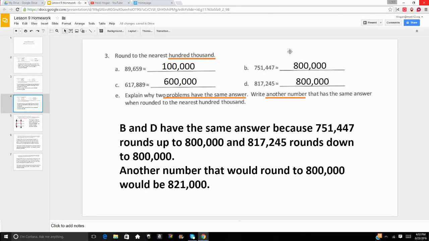800,000. Oh, look, we have two answers that are the same again. And again, if you don't have two problems that have the same answer, double check. And we're going to write another number that could be rounded to 800,000. So B and D have the same answer because 751,447 rounds up to 800,000, and 817,245 rounds down to 800,000. Another number that would round to 800,000 would be 821,000. And again, I think we could get 15 different answers.